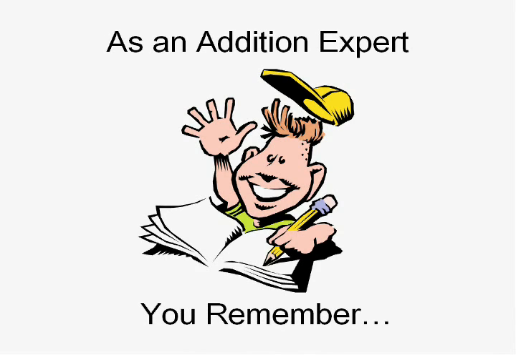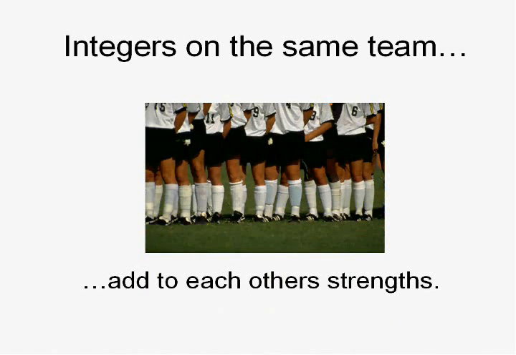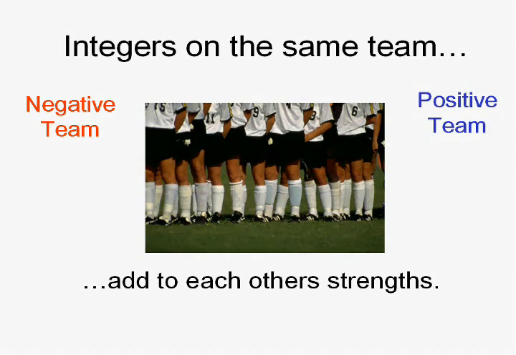Do you remember? There were really two groups. When integers had the same sign, we treated them as if they were on the same team, for instance, the negative team and the positive team. When they were on the same team, for instance, -7 and -2, they added to each other's strengths, and we just made them more negative. -9. +7 and +2 are +9, more positive.